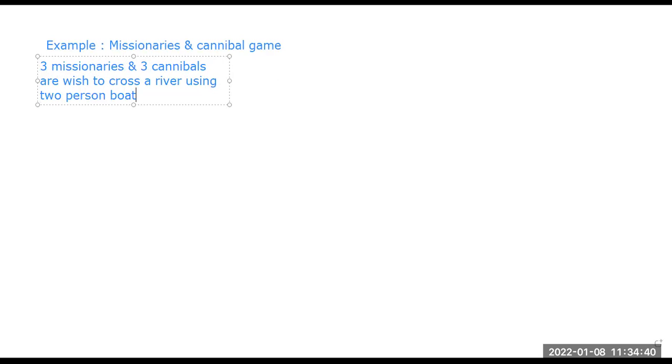It illustrates three missionaries and three cannibals. First, let me write the problem. Three missionaries and three cannibals wish to cross a river using a two-person boat. So on the boat, at a time, two persons can cross the river.